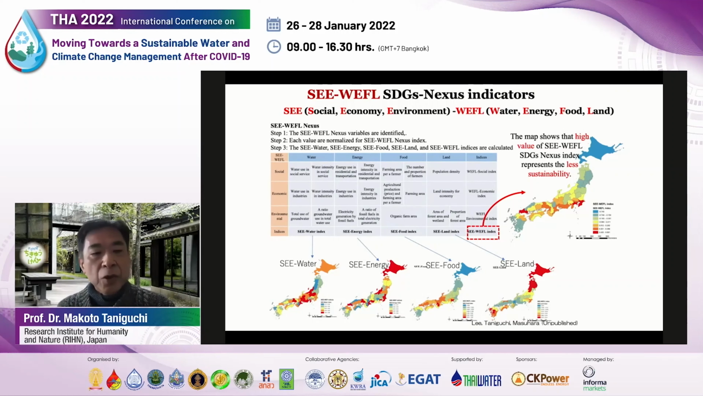We can see in the bottom left figure the indices of C-water, where C means social and environmental economy. The second one is C-energy, and C-food, and C-land, and C-SDGs, in the right top figures. Warmer colors show less sustainability, and blue color shows more sustainability in terms of the C-nexus indices.